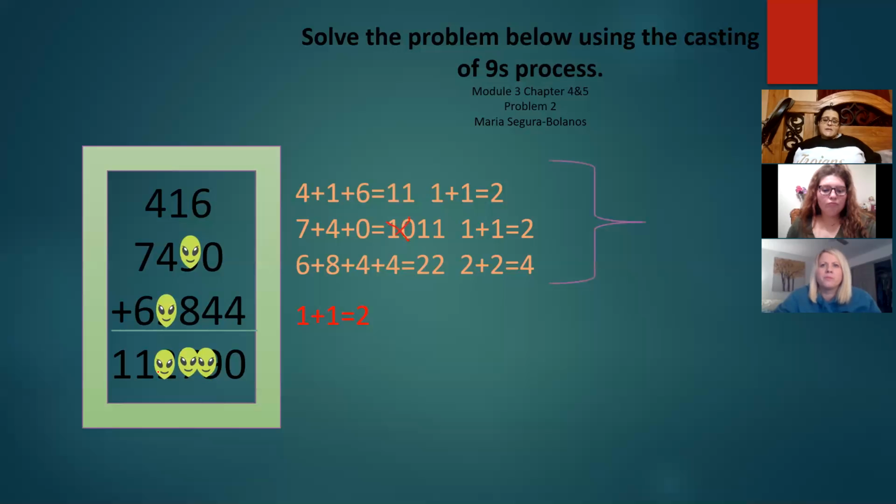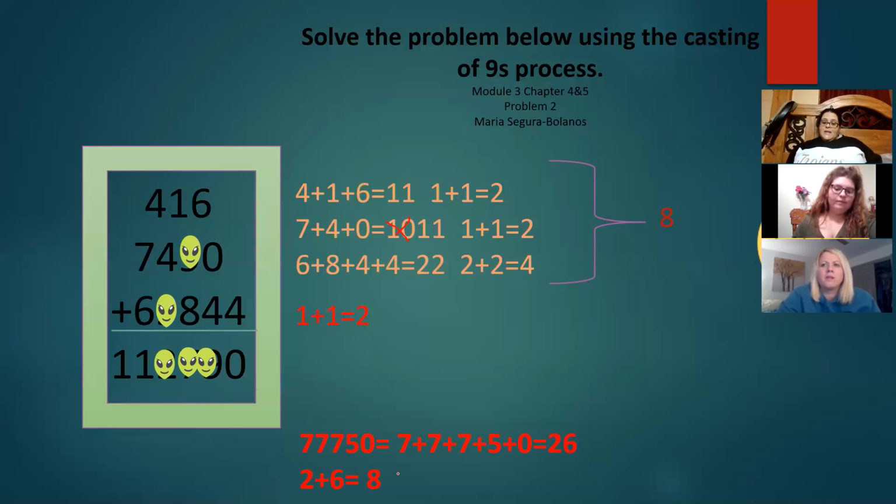So now to check to make sure that our answer is right, the next step would be to add these numbers together. So we've got 2 plus 2 plus 4 equals 8. Now 8 and 2 right here are not the same. So that means this answer is wrong. That's not the right answer. In order for this answer to be correct, this number would have to match our number up here, and it does not.